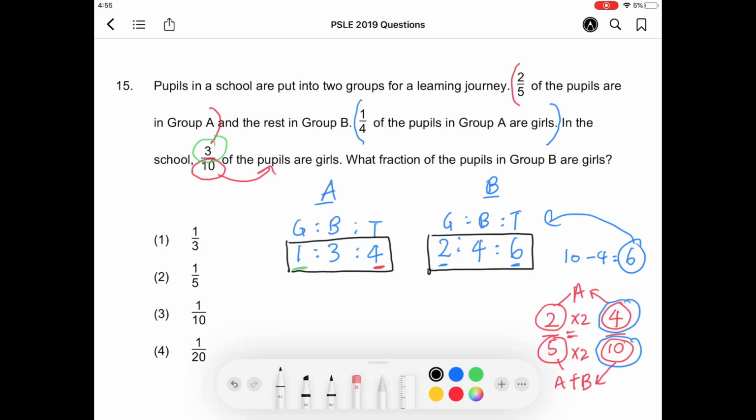What fraction of the pupils in group B are girls? Is simply 2 over 6. And in simplest form is 1/3. So the answer for question 15 is option 1.